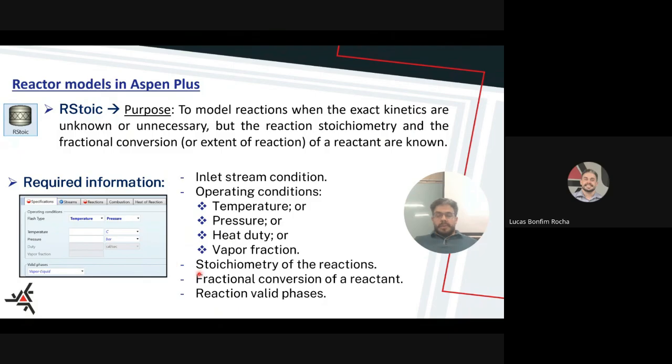We must specify the stoichiometry of the reactions. We must specify the fractional conversion of a reactant. And we can also specify the valid phases for the reaction, because depending on the temperature and pressure, some components can be in different phases, or we can specify that only one phase is valid, disregarding other parameters in other phases. If we want the balance for only one phase, you can specify this important information in this model.